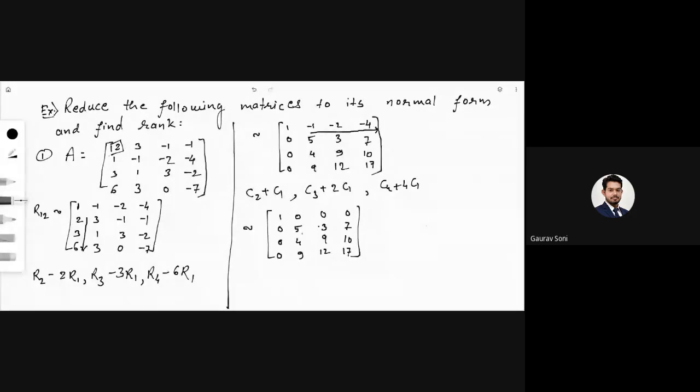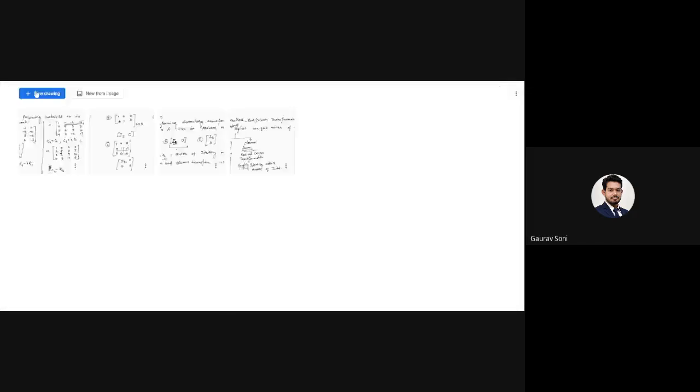Now you bring 1 at the E22 position. And how can I do that? I can divide by 5, but 3 by 5, 7 by 5, that is not an option. So what I will do is, I will take R2 minus R3. So what will happen is 5 minus 4, A11 entry will become 1. So I'll go to the next page.